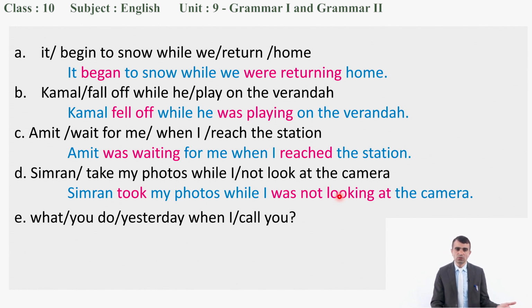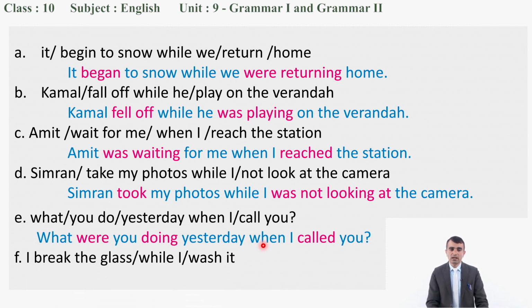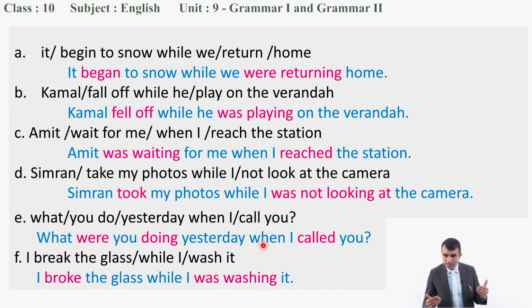E. What you do yesterday when I called you? What is it? What were you doing yesterday when I called you? So here, as it is a question, you need to write were you doing. Well, F. I break the glass slash while I slash wash it. What is the correct sentence? I broke the glass while I was washing it.